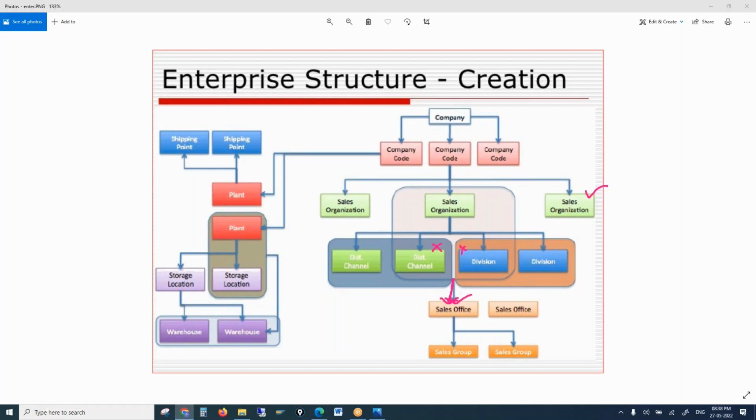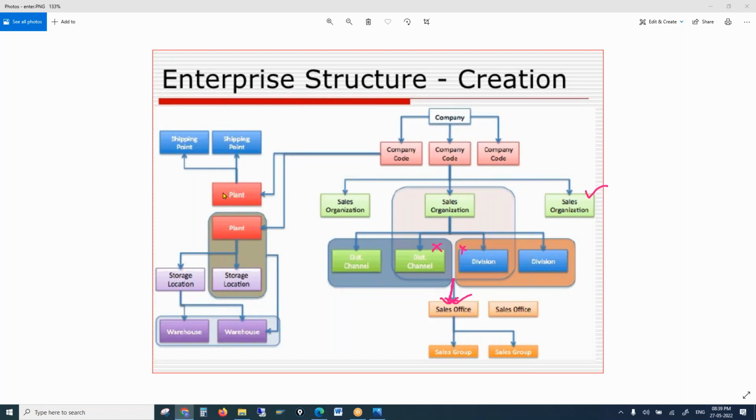That means if you are manufacturing and selling the goods, that is different. If drop shipment like Amazon, that's a different one. Right? So Amazon also do have plant, and as I mentioned, that is a storage plant.